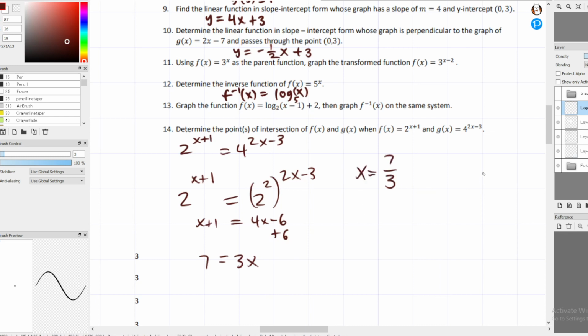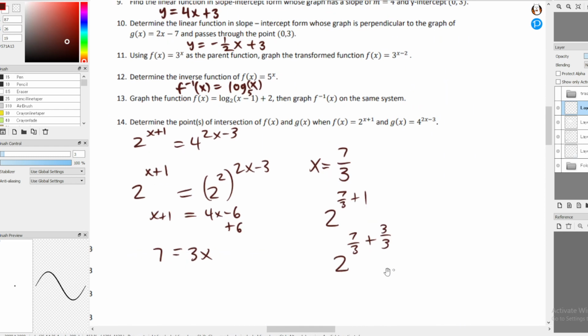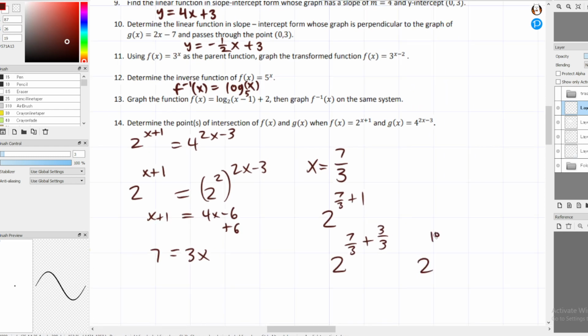To find our y, we're just going to plug it back into one of our functions. It doesn't matter which. So we'll get 2 to the 7/3 plus 1. This will turn into 2 to the 7/3 plus 3 over 3, which would turn it into 2 to the 10/3. And you can just leave it at that. I don't think it matters if you write it out. So 2 to the 10/3.